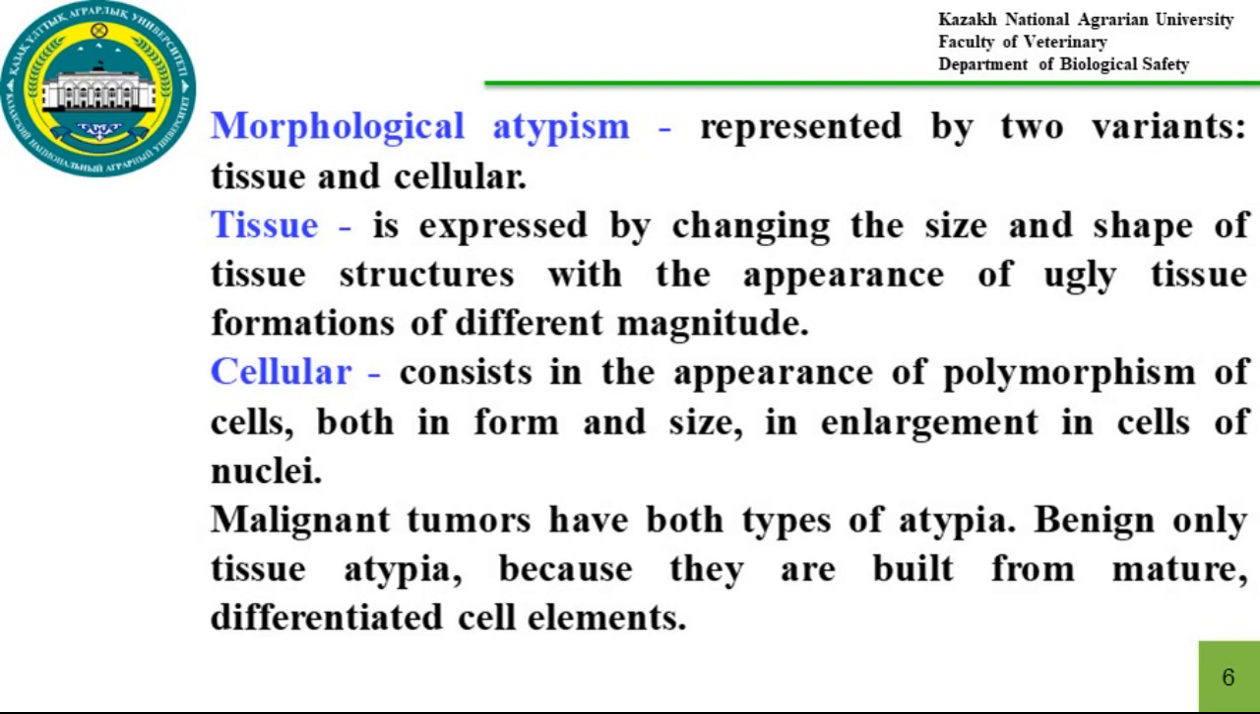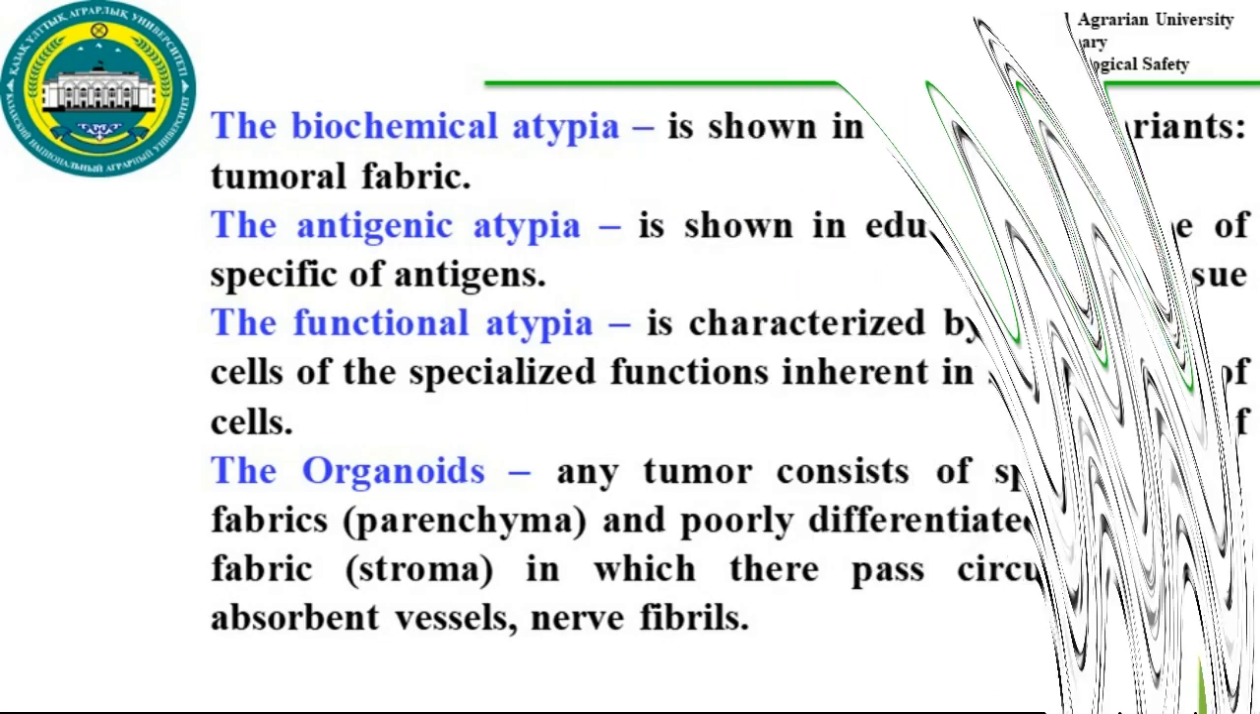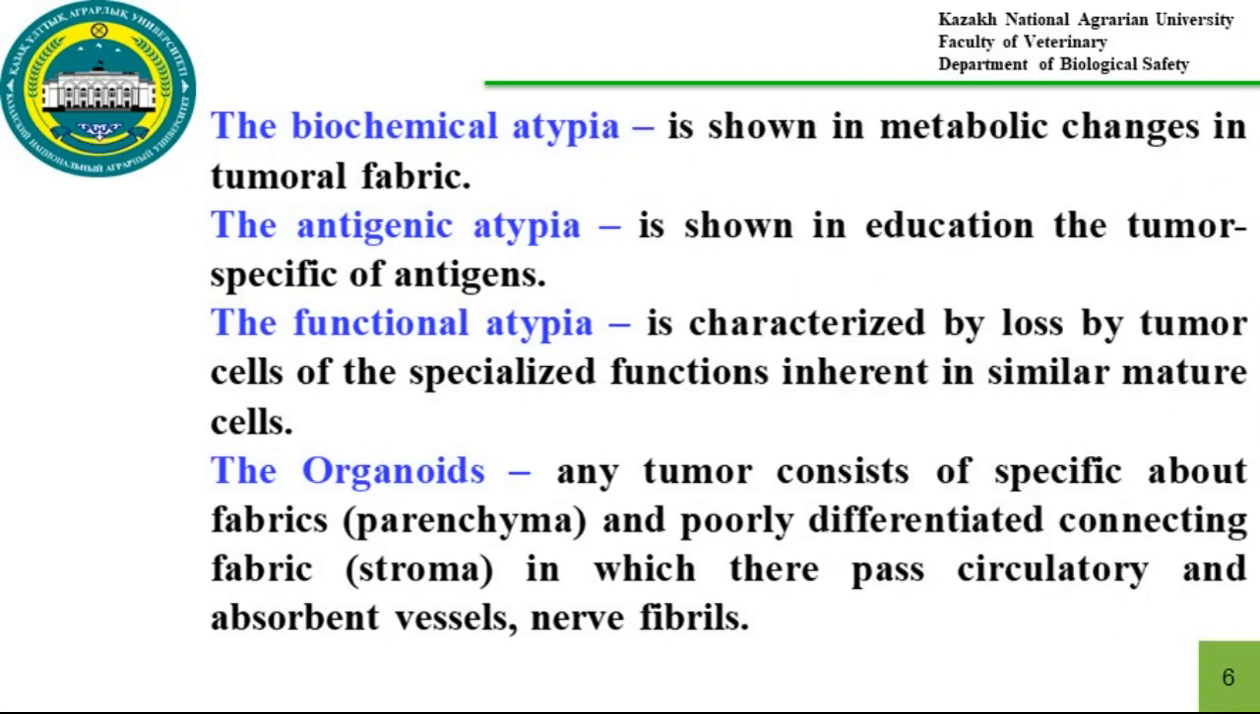Tissue atypia is expressed by changing the size and the shape of tissue structures with the appearance of ugly tissue formation of different magnitude. Cellular atypia consists in the appearance of polymorphism of cells, both in form and size, and in enlargement of cell nuclei. Malignant tumors have both types of atypia; benign tumors have only tissue atypia because they are built from mature differentiated cell elements.